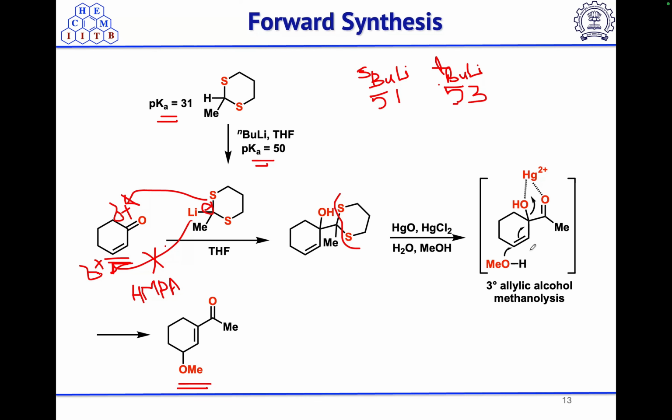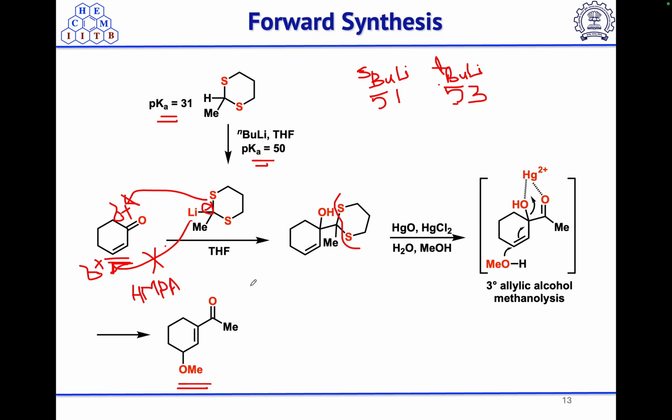So if you have this type of scenario in your molecule, where you are having this tertiary allylic alcohol and also this alpha-hydroxyketone, in this condition you can easily do the methanolysis. So this is our target molecule. You can see how we can synthesize this molecule from this cyclohexenone.